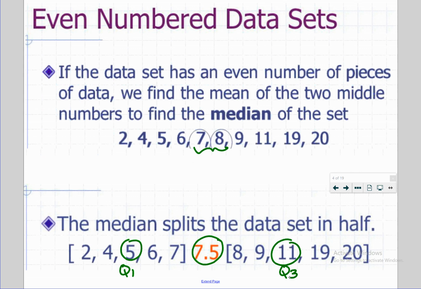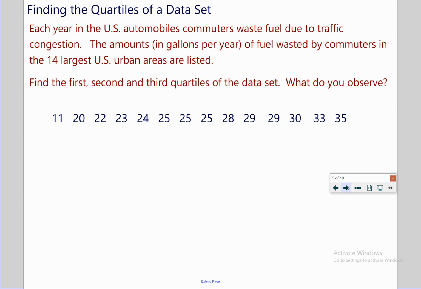Okay, so is this problem on your paper? I think yes. Okay. All right, so let's do it. Find the quartiles of a data set. Each year in the U.S., automobile commuters waste fuel due to traffic congestion. The amounts in gallons per year of fuel wasted by commuters in the 14 largest U.S. urban areas are listed, and they're conveniently in order for us already.